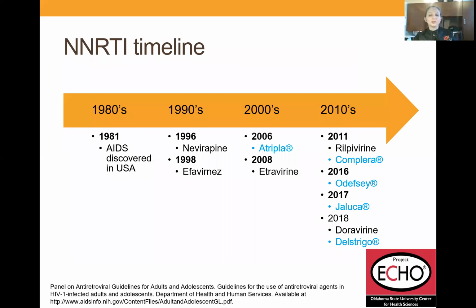So looking at the timeline, we looked at this timeline initially with the NRTIs. Looking at it with the NNRTIs, in the 1980s, 81 was when AIDS was first identified within the US. If you remember from our NRTI lecture, we got our first NRTI in the late 80s, and then into the 80s and 90s, we got more NRTIs. It wasn't until the 1990s that we actually got our first NNRTI, and that was nevirapine in 1996, and then efavirenz in 1998. Our first fully active single tablet regimen was a triplet in 2006.